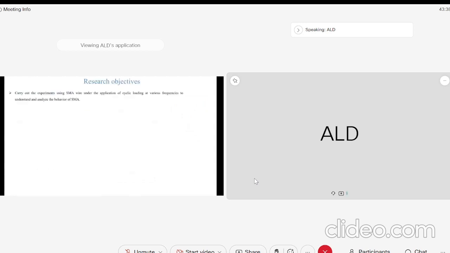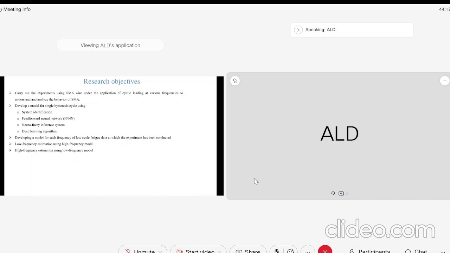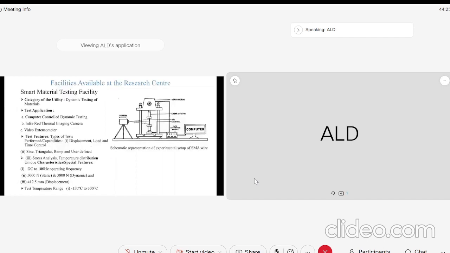First, carry out experiments on SMA under cyclic loading at various frequencies to analyze and understand the behavior of SMA. Then develop a model for a single cycle hysteresis cycle using system identification, feed forward network, neuro-fuzzy inference system or ANFIS, and deep learning algorithms. Then develop a model for each frequency, using the low cycle fatigue data we experimentally conducted, then low frequency estimation using a high frequency model, and high frequency estimation using a low frequency model. The next part is failure prediction, through system identification, feed forward neural network, neuro-fuzzy inference system, and deep learning algorithms also. This is the facility available in our research center.